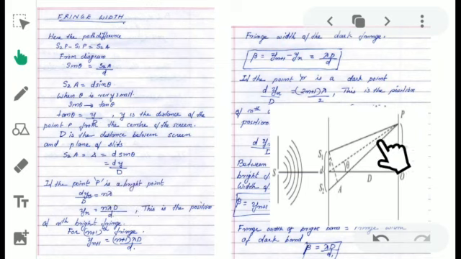Now the point P is at a distance y from the center O. We don't know whether the point P is bright or dark, but if the point P is a bright point, we equate the condition for constructive interference, that is d yn upon D. Yn means the position of the nth bright fringe. d yn upon D is equal to n lambda, that is yn is equal to n lambda D upon d. This is the position of the nth bright fringe.